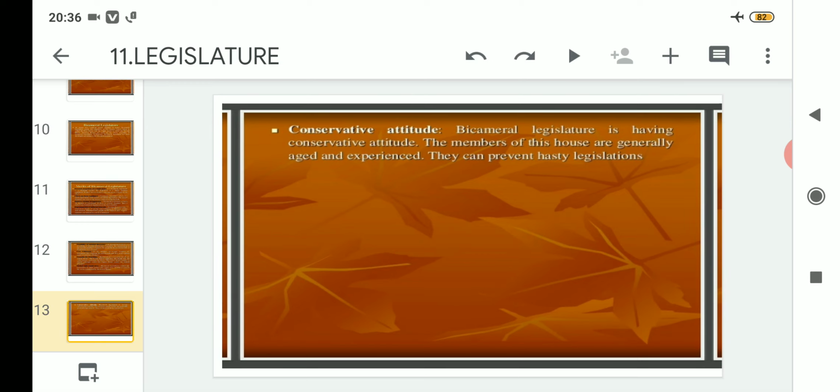After that, the last advantage of bicameral legislature is that it has a conservative attitude. So bicameral legislature has a conservative attitude. The members of this house are generally aged and experienced. They can prevent any hasty legislation. Clear? This is one of the most important points regarding the advantages.